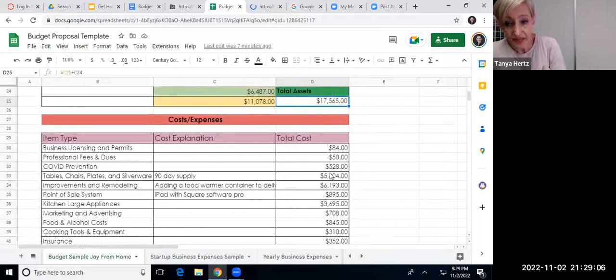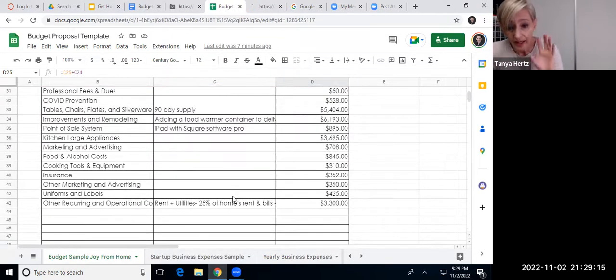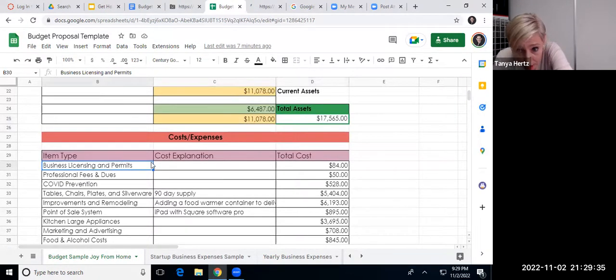Now, we then need to deduct our expenses from our assets. And this is where it's really important that you calculate and add every single expense that it's going to take for you to start your business. And again, if there are any variable expenses or recurring expenses, you can estimate about, like I said, 3 months for startup expenses. So make sure that you estimate all of your business licenses, all of your permits. For Joanna's business, it was only about $84 in licensing and permits, and that's pretty normal in San Diego. It doesn't cost that much. In professional fees and dues, she had about $50 that she estimated.